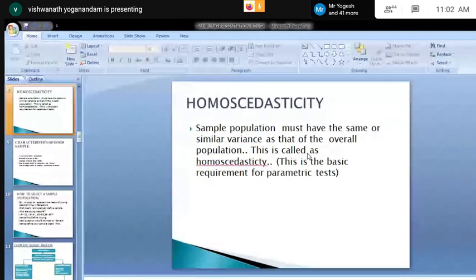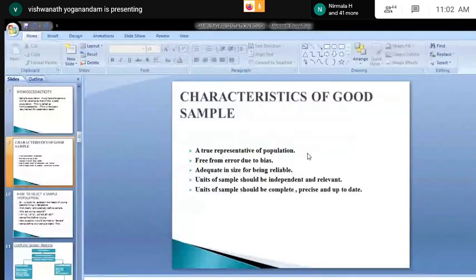Homoscedasticity is when the sample population has a similar variance as that of the overall population, and this is one of the important concepts in time series econometrics also. Econometricians use this concept very often. Next, let us see what the characteristics of a good sample are. A sample is a true representative of the population. So that's what we said, homoscedasticity.